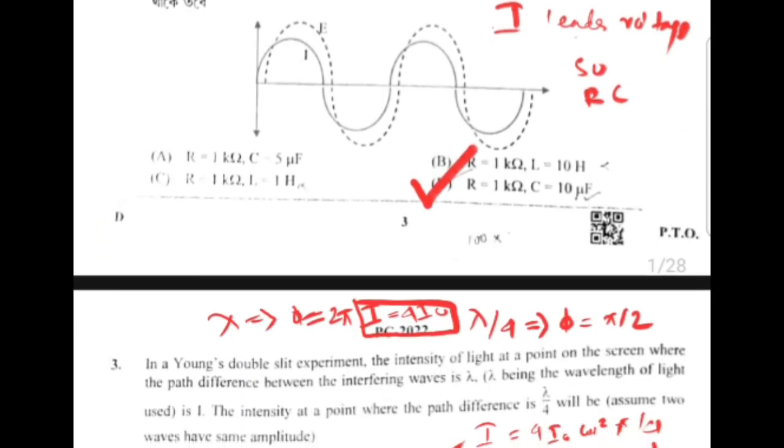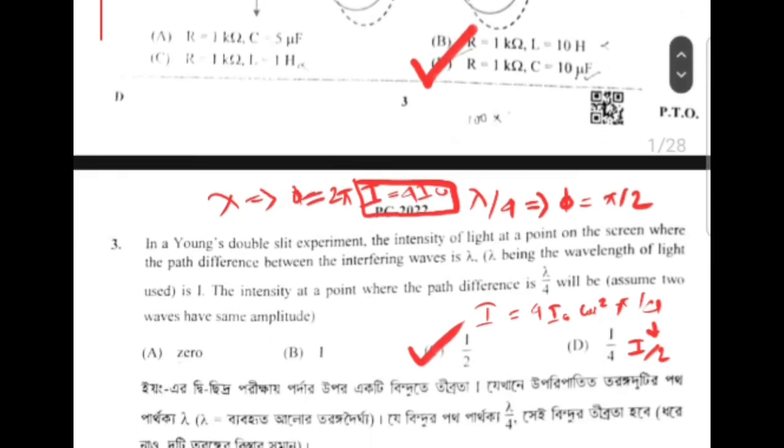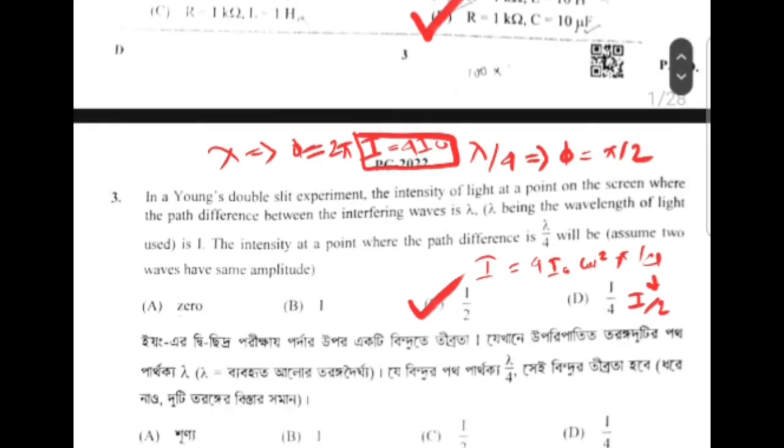Next question, in Young's double slit experiment, the intensity of light at a point on the screen where the path difference between the interfering waves is lambda. From here you find the phase difference psi, then again for lambda by 4 you find the psi and put the value in the formula I equals 4 I naught cos square psi by 2. You'll get the option as C.